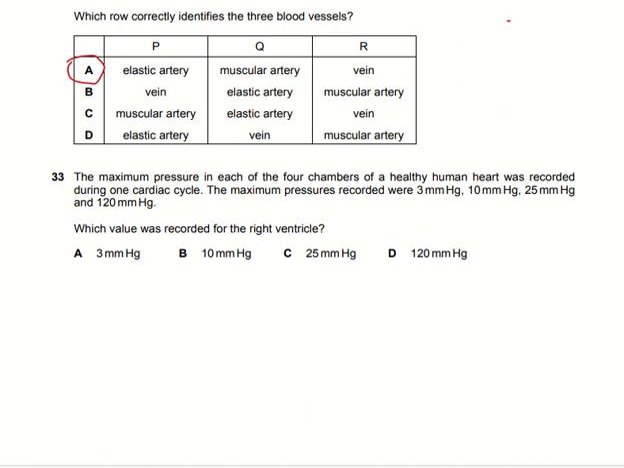The maximum pressure in each of the four chambers of the human heart was recorded during one cardiac cycle. The maximum pressures recorded were 3 mm of mercury, 10 mm of mercury, 25 mm of mercury, and 120 mm of mercury. Which value was recorded for the right ventricle? The right ventricle can be about 25 mm of mercury. So option C is the right one.